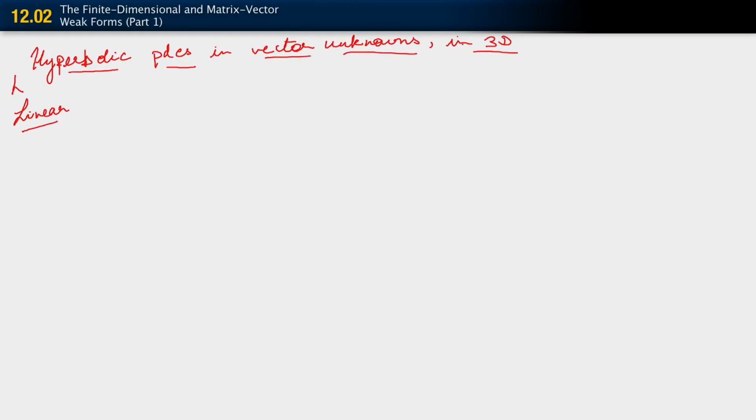So we are doing, like I said, the problem of hyperbolic PDEs in vector unknowns, and in 3 dimensions. Okay, of course, these are all linear, right? So we're doing linear hyperbolic PDEs and so on. Also, the canonical problem we're talking of here is linear elastodynamics in 3D.